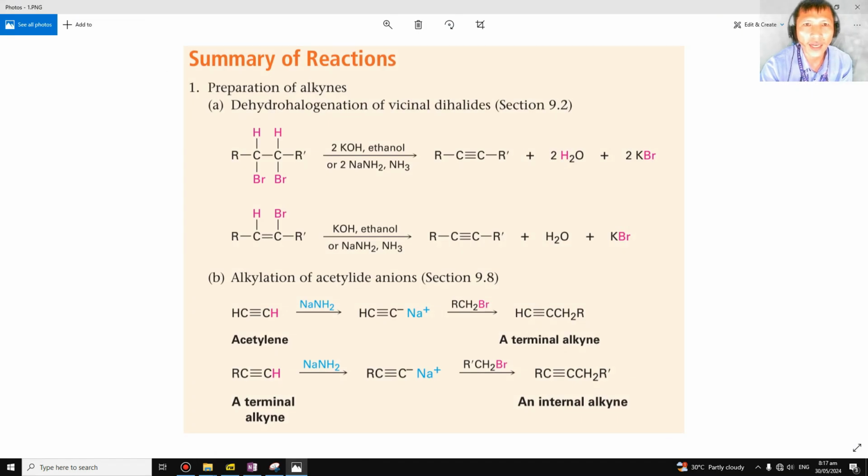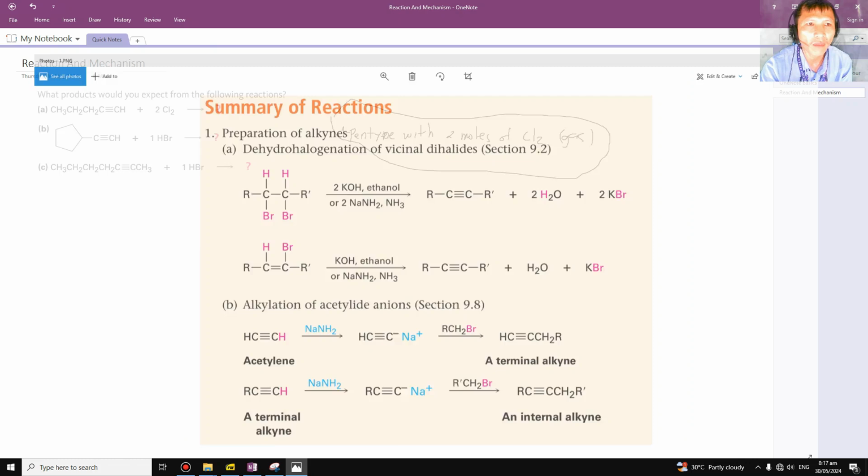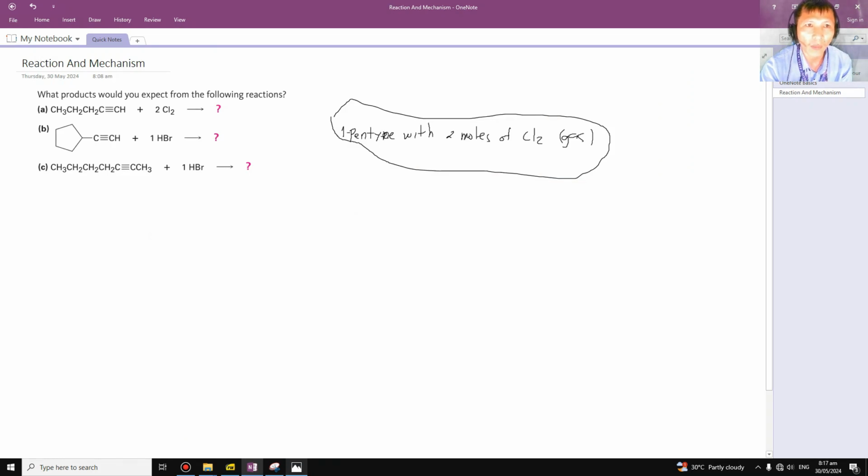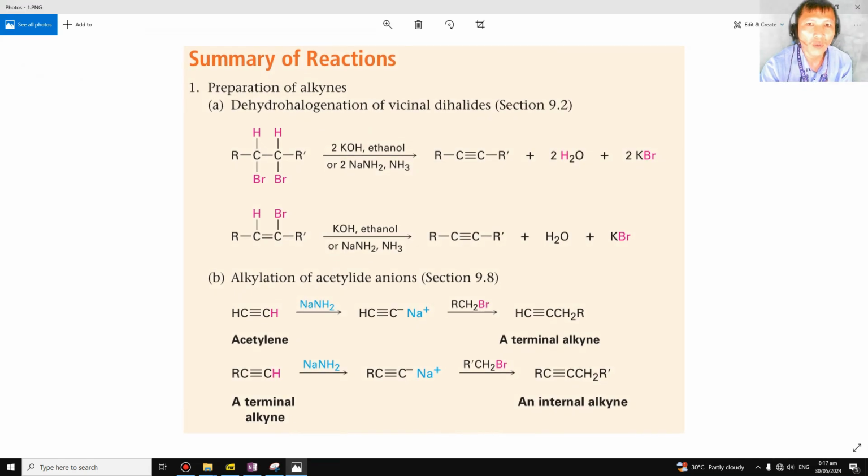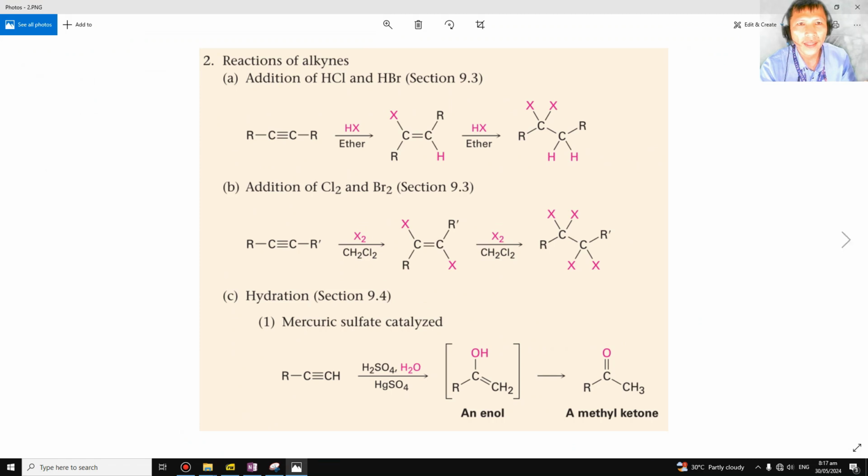So, preparation of alkynes. What is the problem all about? What products would you expect? If you say products, that would not be preparation but reaction of alkynes. Preparation is synthesis, where you're making alkynes. But if you ask for the product from the reaction of alkynes, that is reaction of alkynes. So this page would not be the suitable page to look at. Then you have reactions of alkynes.